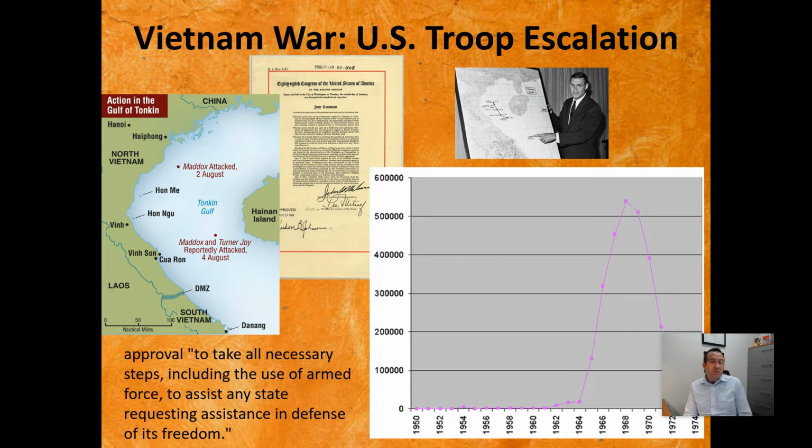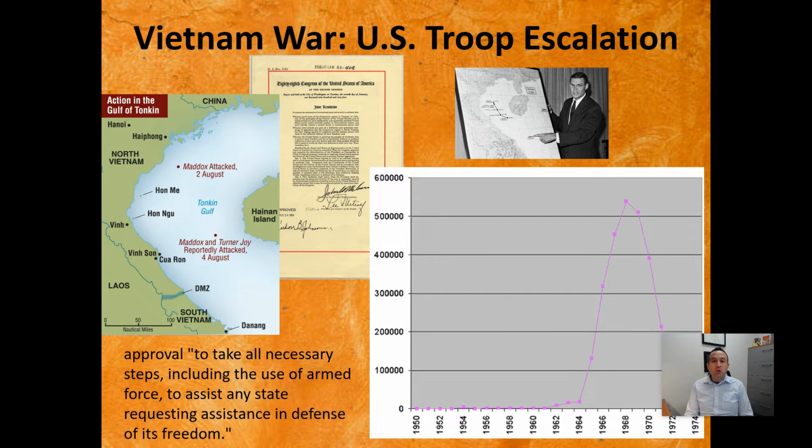Now, LBJ believes this is good. Congress agreed with it because Johnson believed that to not prevail in Vietnam would give communism an upper hand in Southeast Asia. Remember, it's already in China. It's already in North Vietnam. And if you let the South Vietnamese fall to communism, it'll create a domino effect across the region.